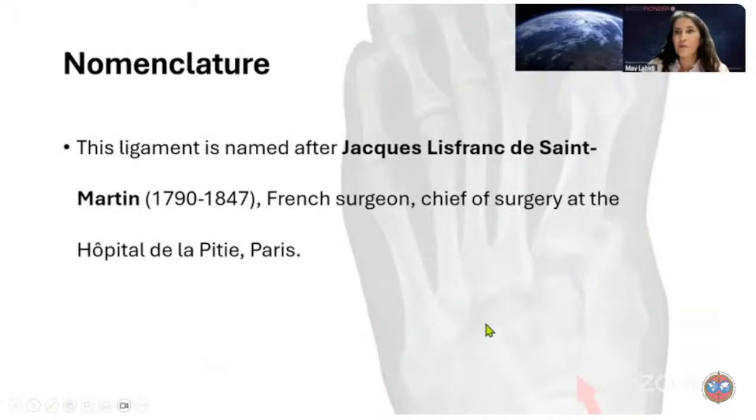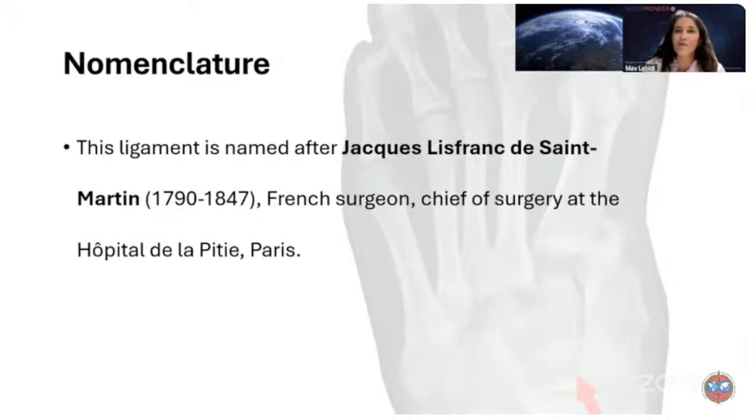Now, first, a little bit about the nomenclature. I always like to investigate and research why something is called that way in classifications. In any case, with the Lisfranc, one of the things that happens quite commonly is that people write it as two words, Lis and Franc. So please stop doing that.